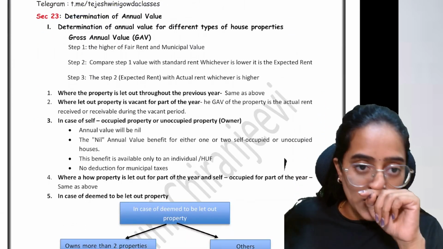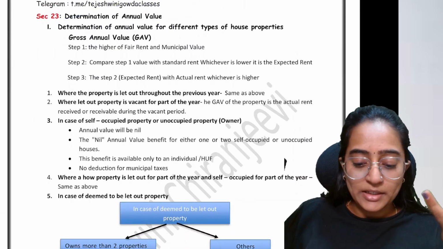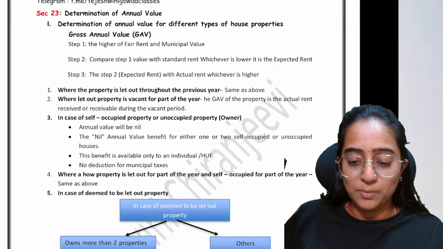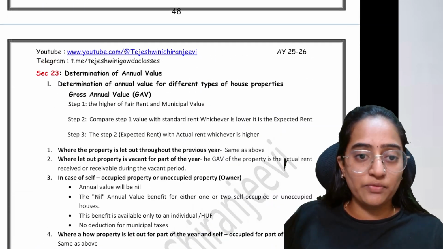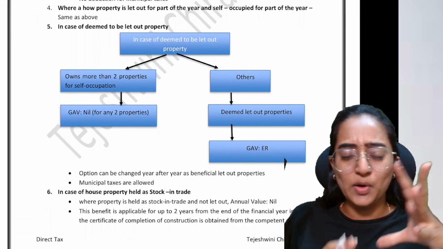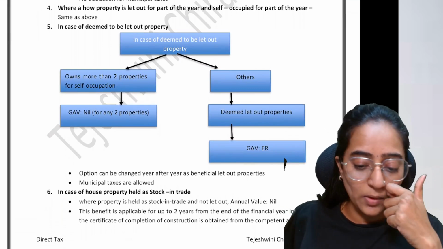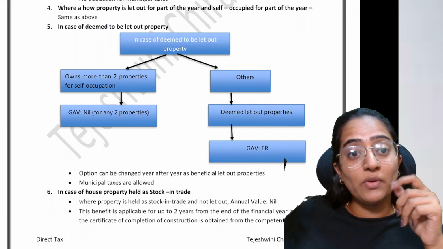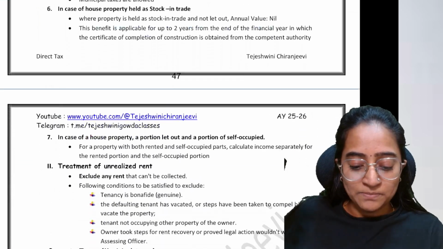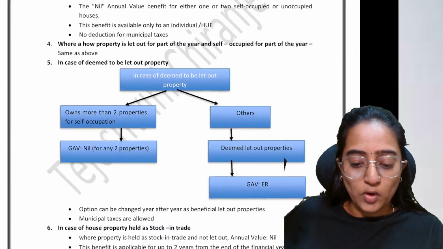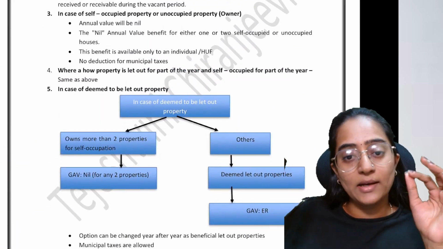Determination of annual value. What do I mean by the determination of annual value? It is very, very simple, people. When you have different properties like that, you are going to understand once we solve a few questions from your income from house property chapter, so not to worry about it. Now let's try to understand the case of deemed to be let out property. Okay, so basically you have self-occupied property, deemed to be let out property and let out property.